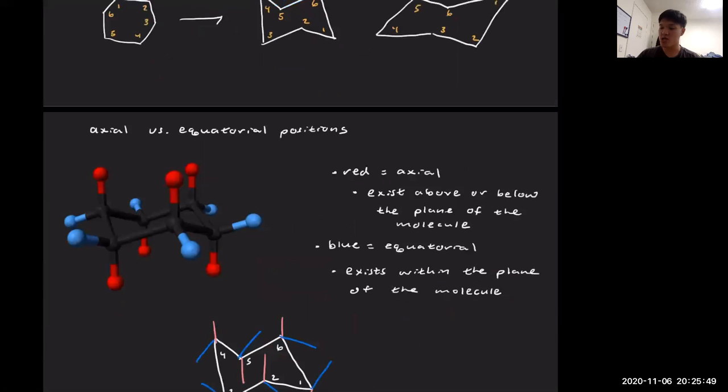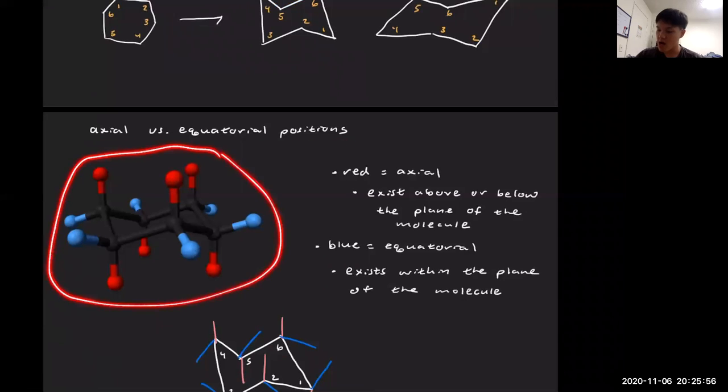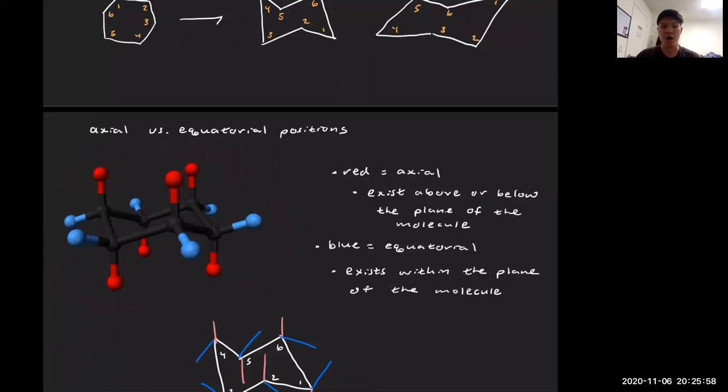So with these chairs, there's something called axial and equatorial positions. I grabbed this image off of Google. It's a 3D view of what a chair looks like. The red represents an axial group, and axial just means it exists above or below the plane of the molecule, right? So the red here, we would consider this down axial because it's coming down, up axial, up axial, and so on and so forth.